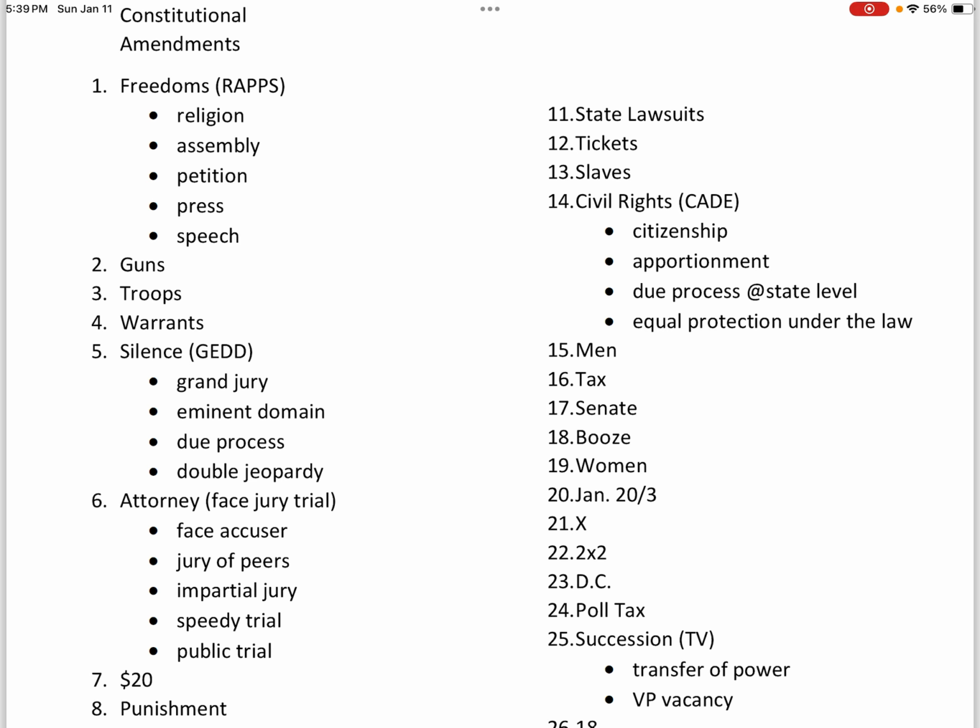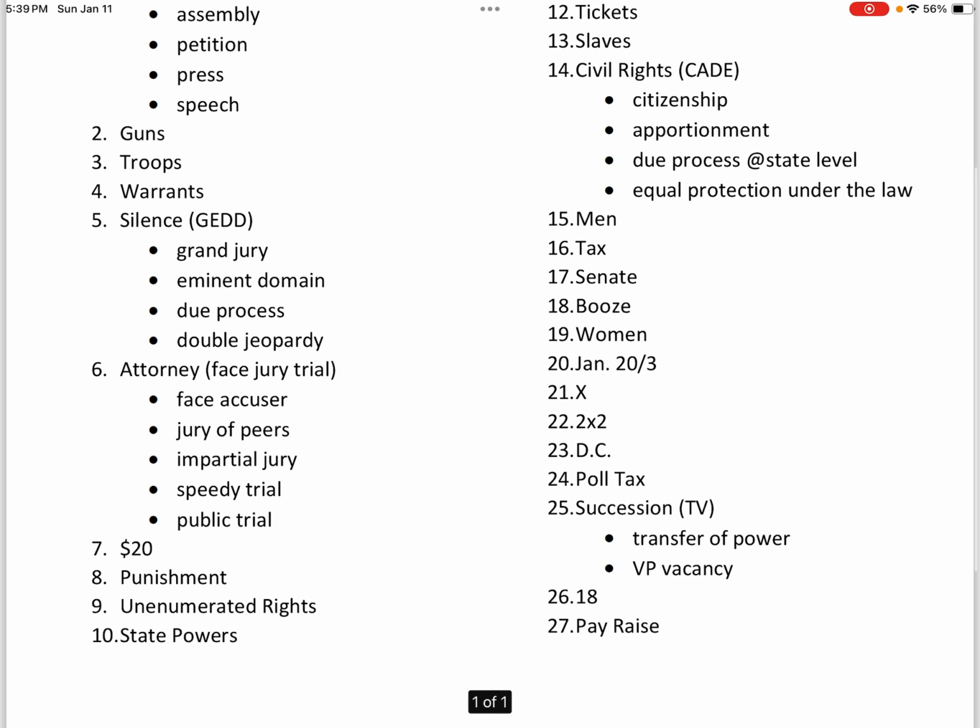Number 25 is what we call succession, or transfer of power, and VP vacancy. Those are the 2 subpoints. The succession is related to the order of presidential succession. Now, this was passed after JFK's assassination. It goes from the president to the vice president, then to the Speaker of the House, to the President pro tempore of the Senate, and it goes on so forth after, kind of in the cabinet positions in the order they are created.